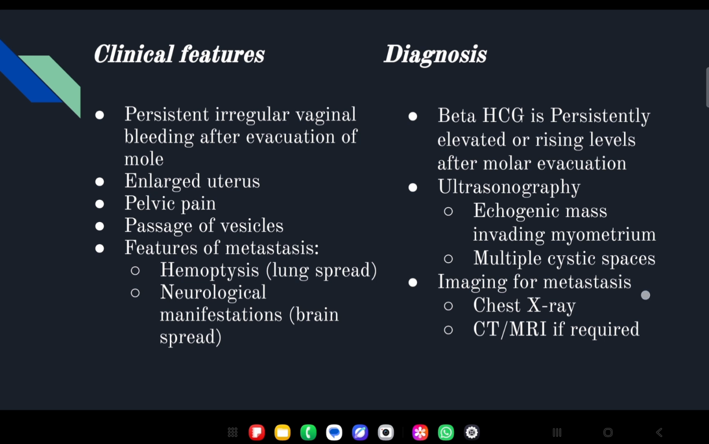And in diagnosis, there is a persistent elevation of beta HCG after the molar evacuation. After the surgery for molar pregnancy, a persistent increase of beta HCG gives the hint of invasive mole. And in ultrasonography, a mass invading the myometrium is seen. And for a metastatic condition, chest X-ray and MRI can be done to see whether metastasis has occurred or not.